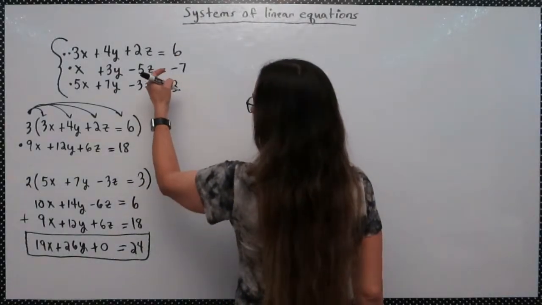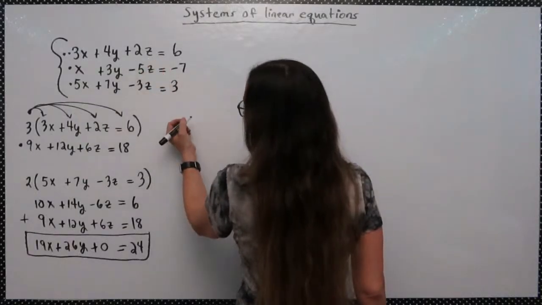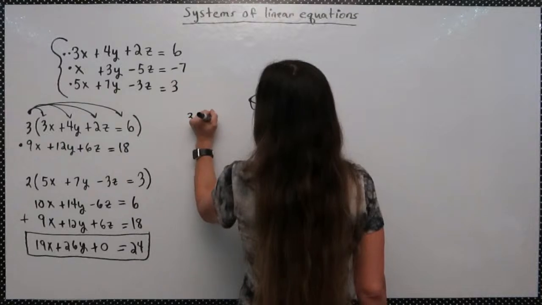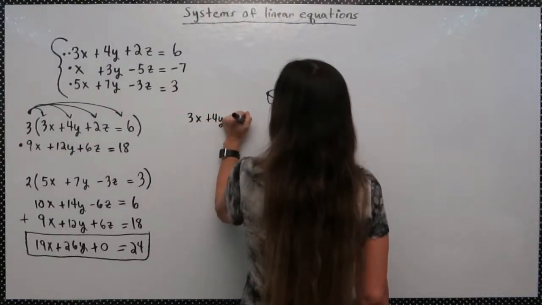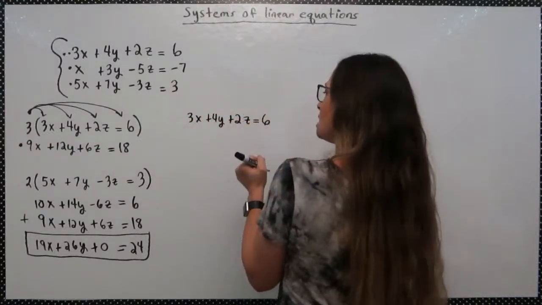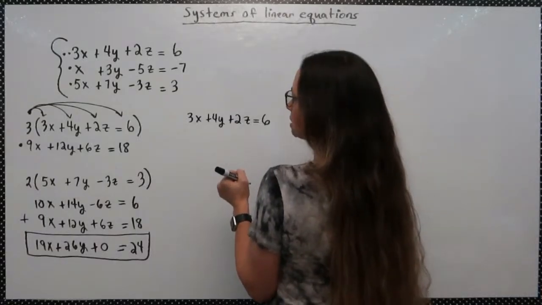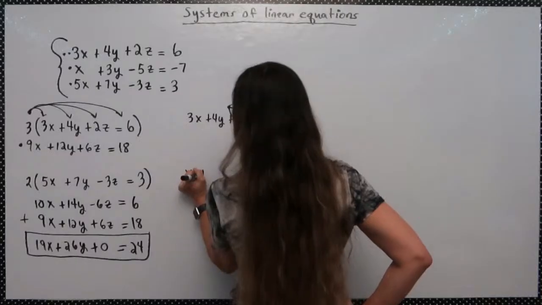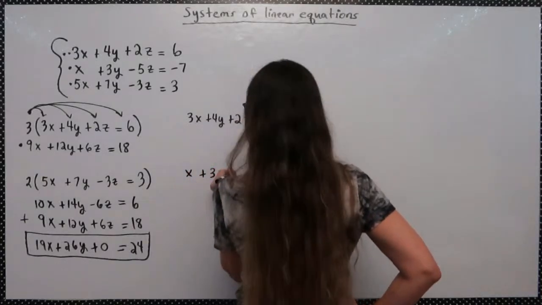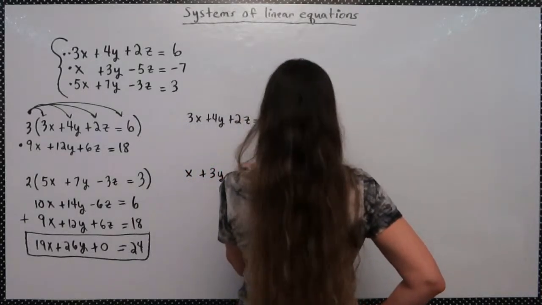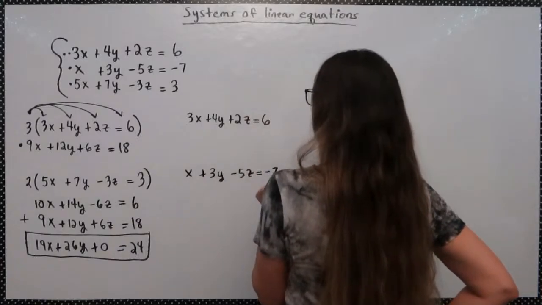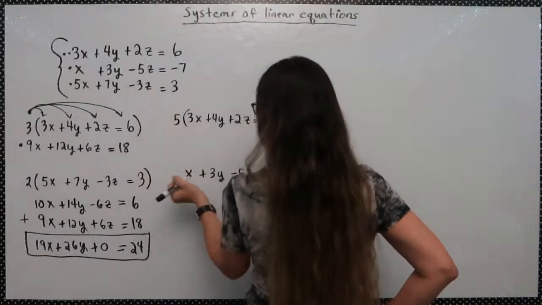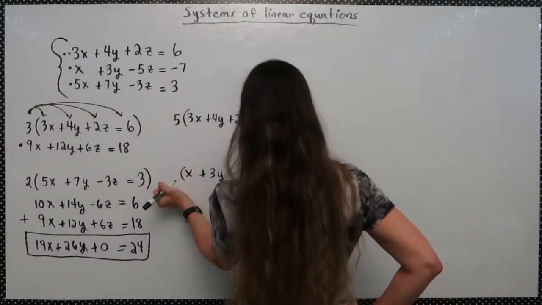We're going to take this top equation first, and we'll say 3x plus 4y plus 2z equals 6. And I'm going to take the second one, so we'll leave some room, and we'll say x plus 3y minus 5z equals -7. And then I'm going to take this top one and multiply it by 5, and we're going to take the second one and multiply it by 2.